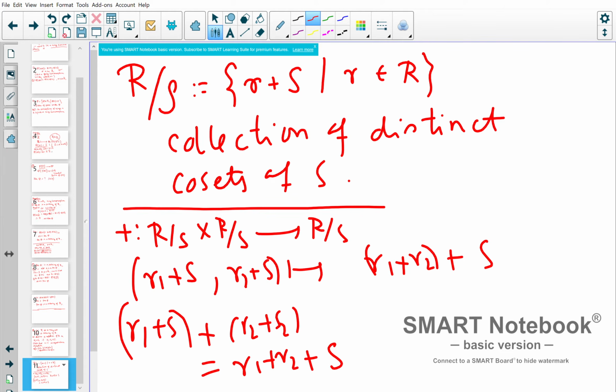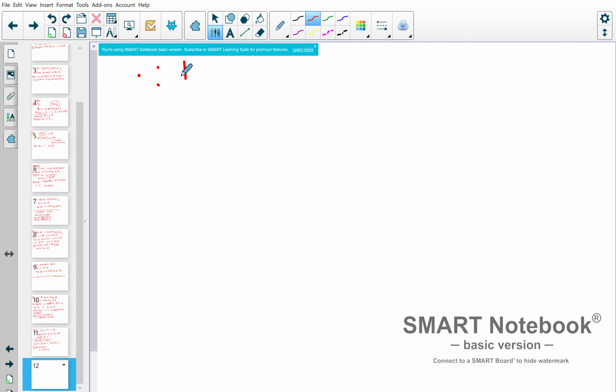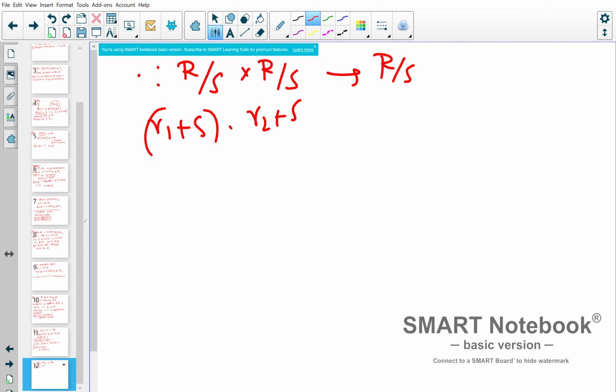Now can I define the multiplication also like that? Let us try to define it. If we define multiplication from R/S cross R/S to R/S like this, R1 plus S times R2 plus S is mapped to R1 R2 plus S, can I claim that this multiplication is well defined?